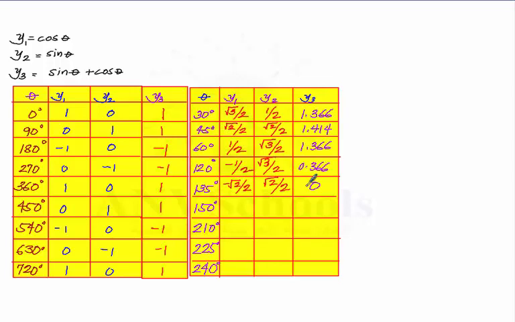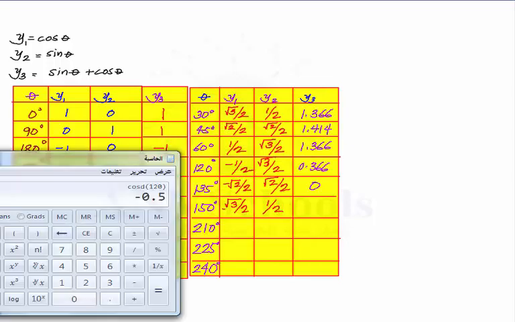Okay, and 150 degrees would be in the second quadrant again, with a reference angle of 30 degrees. So that would be square root of 3 over 2. For cosine it's negative, and this is 1/2. So that means we have square root of 3 minus 1, divided by 2. That would give us negative 0.366.